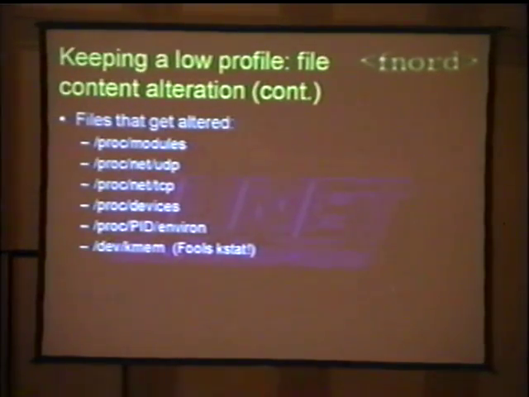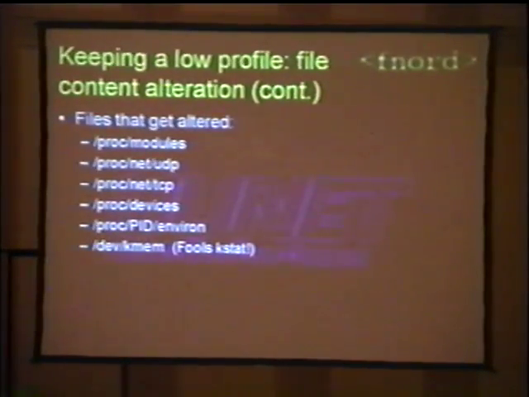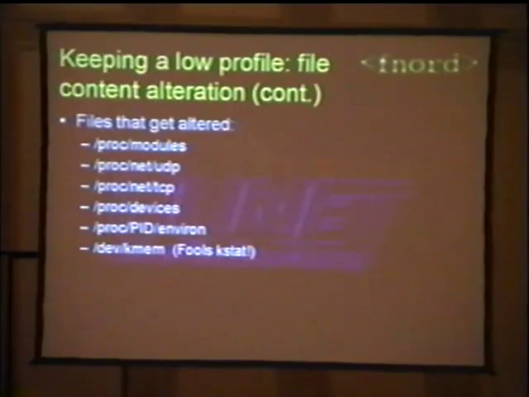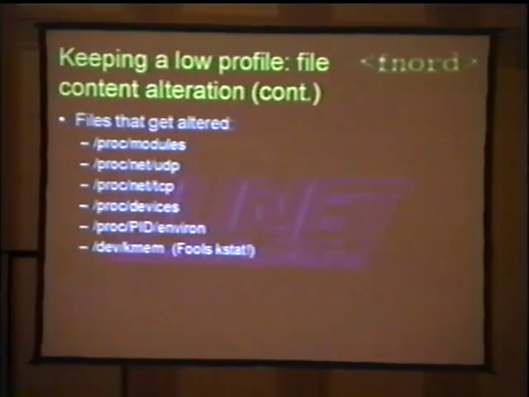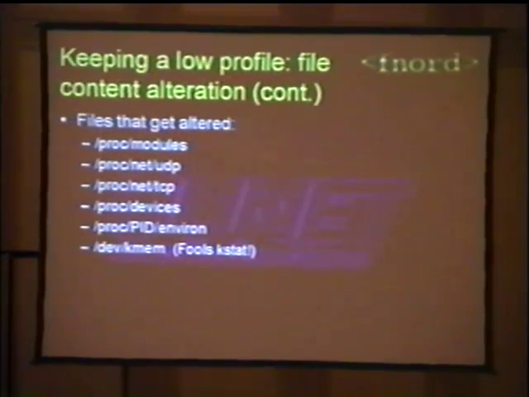So, what files exactly do we alter? What is in our default file modification list? We modify proc modules so that if you read from proc modules, you will miss seeing our module. We modify proc net UDP and proc net TCP so that connections to given hosts on the remote end will not be seen if you open those. We modify proc devices so that you don't see our special device. And we modify proc PID environ so that if you're not leet, you can't see the leet string. You can't see the existence of the leet string, much less what the value of the password is.